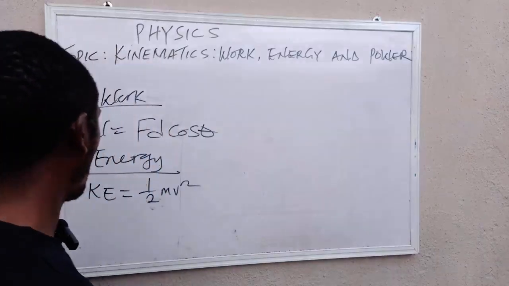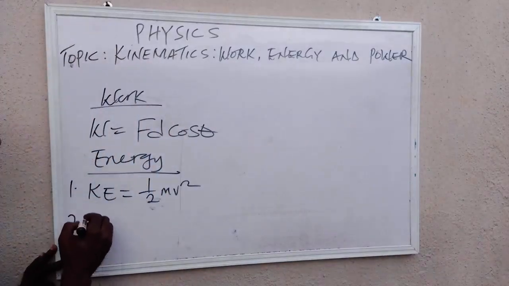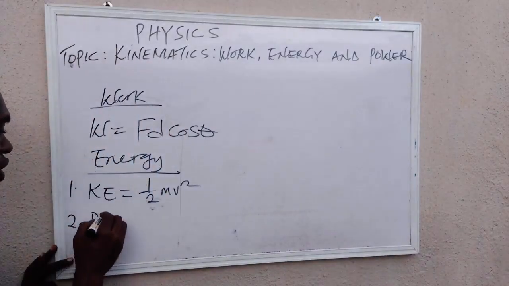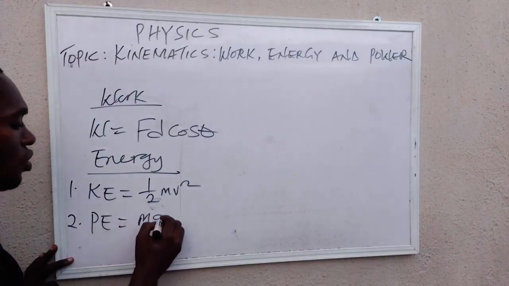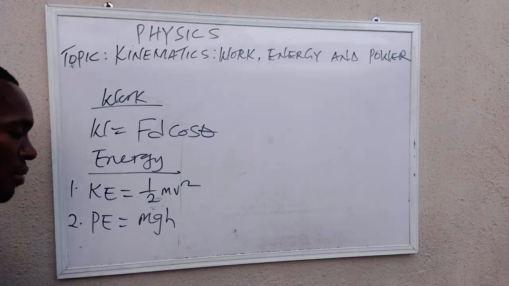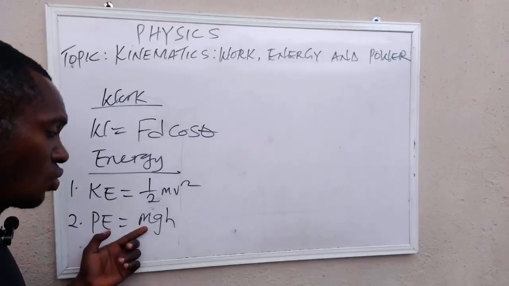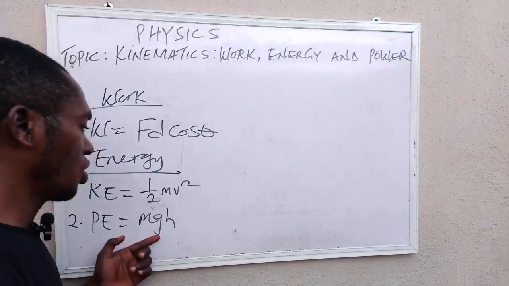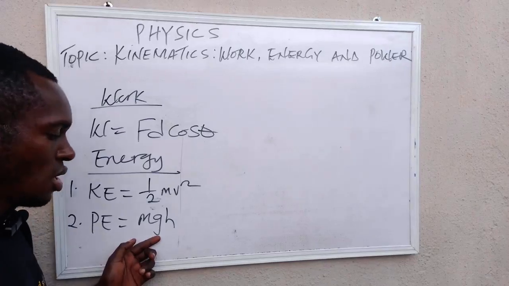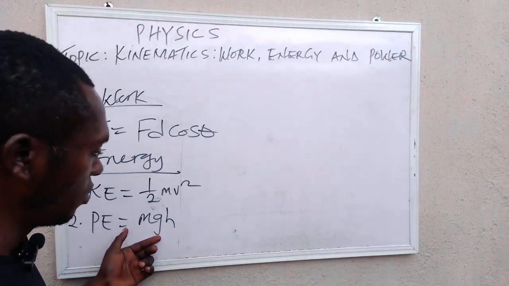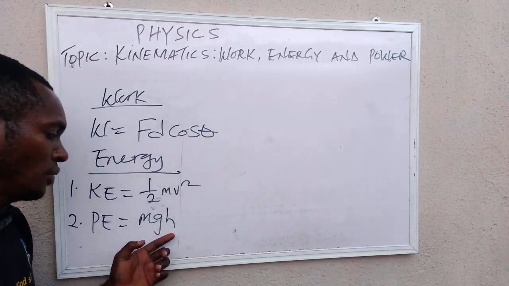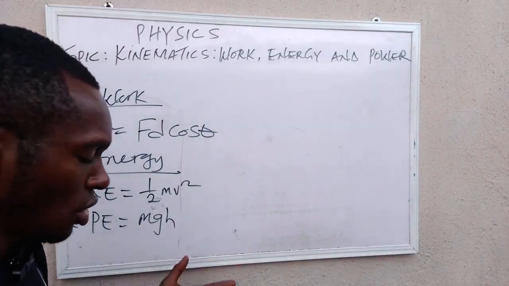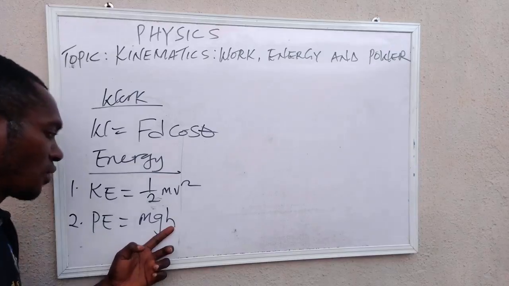The second type of mechanical energy is potential energy, which is calculated using mgh. Here, m is mass in kilograms, g is acceleration due to gravity, which is usually 9.8 meters per second squared, and h stands for height.